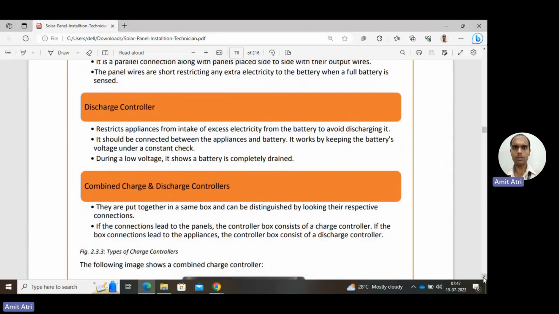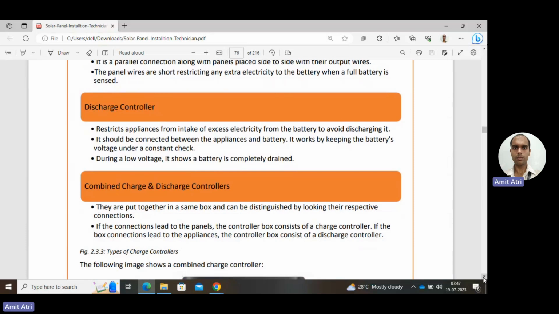Next is the discharge controller. This restricts appliances from drawing excess electricity from the battery to avoid discharging it, because discharging is also done up to a limit. Above that, the life of the battery decreases. So total discharging of a battery is avoided by using this discharge controller. So it should be connected between the appliance and the battery.